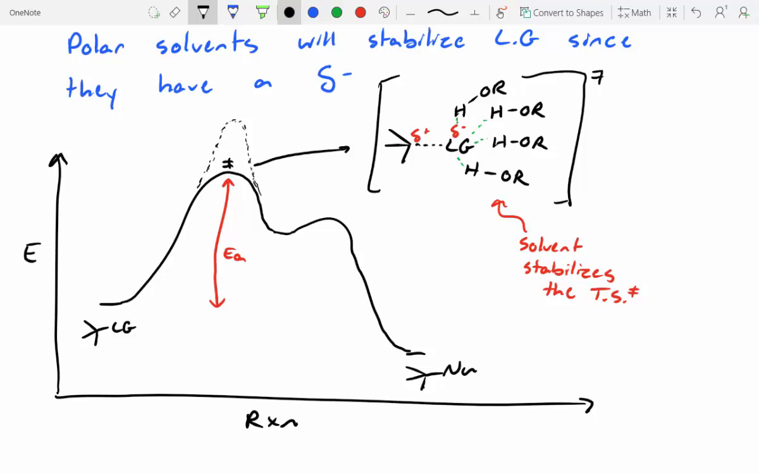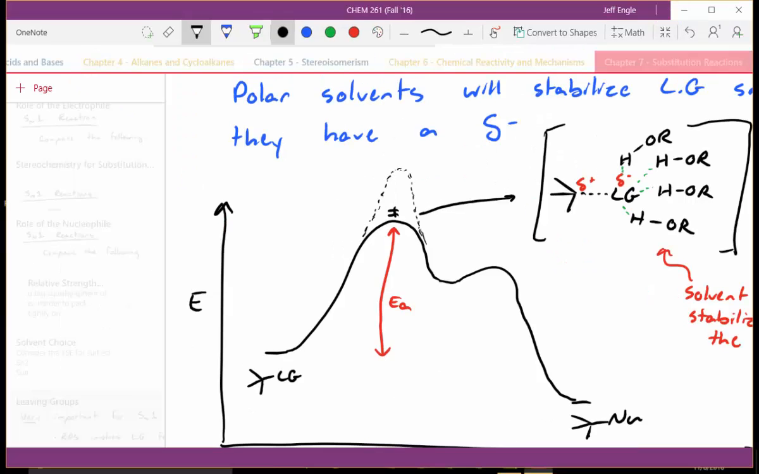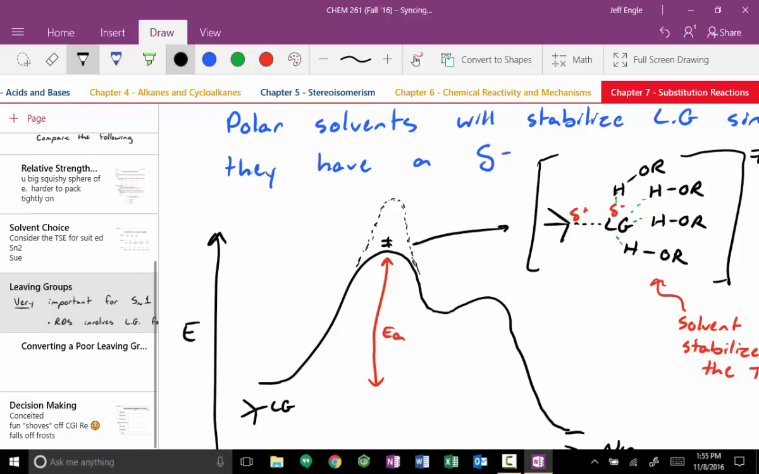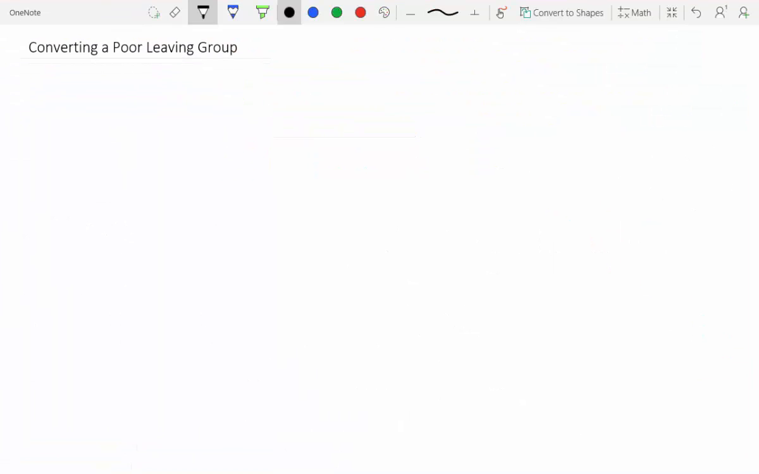All right. So let's go on to a little bit of a trick. There are some situations where you're just stuck with a poor leaving group. And what do you do? So let's say I've got this example and I've got sodium iodide and I've got ethanol. Will this do an SN2 reaction?